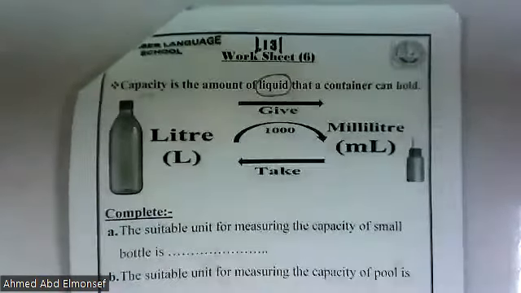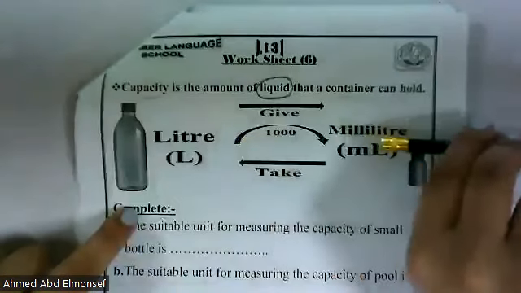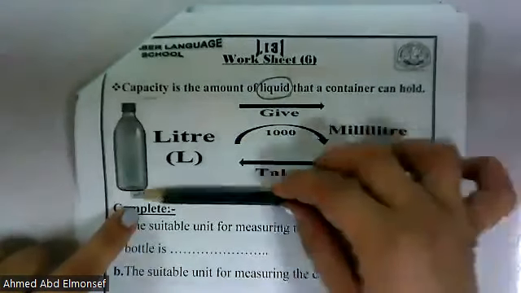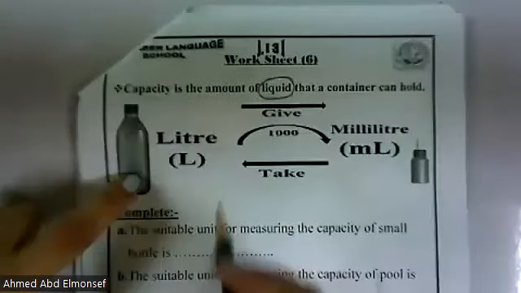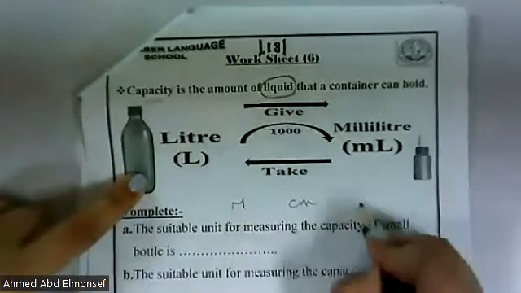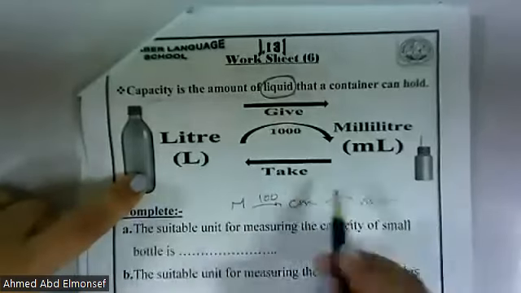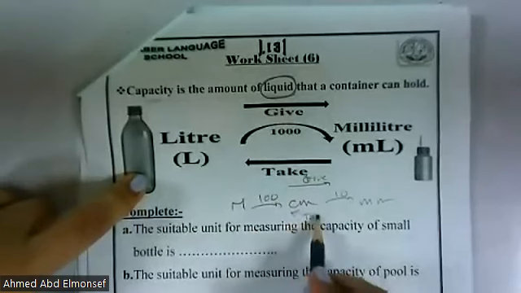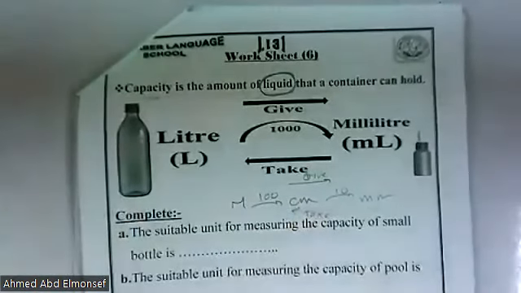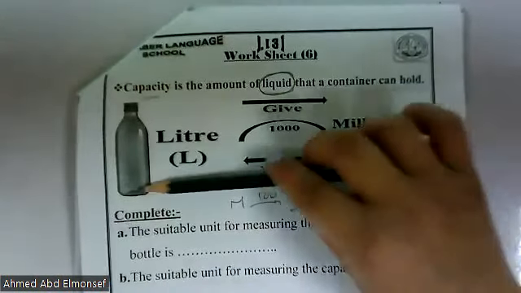convert from liter to milliliter فاكرين لما كنا بنقول في المتر والسنتيمتر والمليمتر كده gives this way gives zeros. This way takes zeros. Do you remember؟ لما كنا بنقول متر سنتيمتر مليمتر كنا بنقول كده 100 وكده 10. فاكرين كان كده برضو بيبقى take give وكده كان take. نفس الموضوع بالظبط في الليتر and milliliter. اوكي طيب برضو this way gives zeros and this way takes zeros.